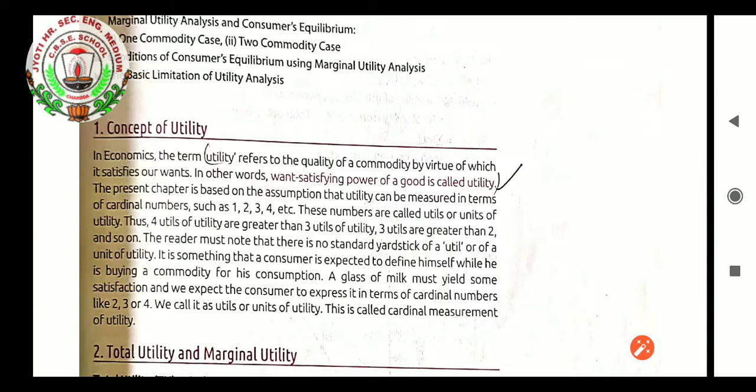What do you mean by utility? Whenever a thing is used and its use we can see, it is considered as utility. In economics, the term utility refers to the quality of a commodity by virtue of which it satisfies our wants. In other words, the want-satisfying power of a good is called utility. So whenever our wants are there, we satisfy them with the goods which we need, and it is considered as utility.